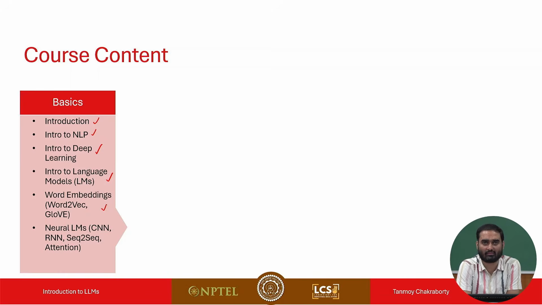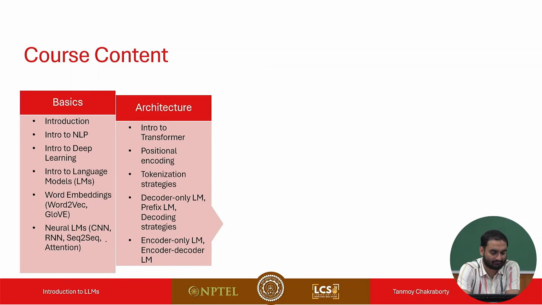There we will cover word2vec and GloVe, these two methods. And then we move to neural language models, where we will teach CNN, RNN, LSTM, GRU models for language modeling. And then we will move to sequence to sequence models, right, for machine translation, for text to text kinds of problems. And then we will introduce attention. Okay, so these are the basics that we will cover, and then we move to architecture.